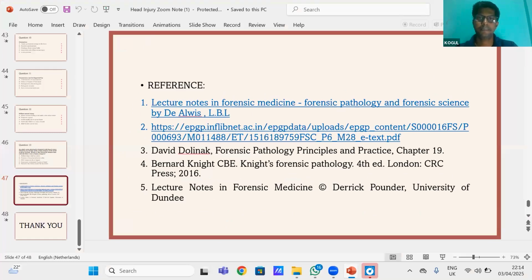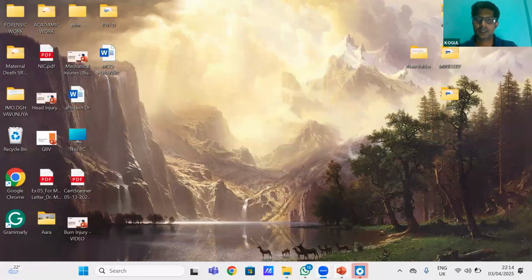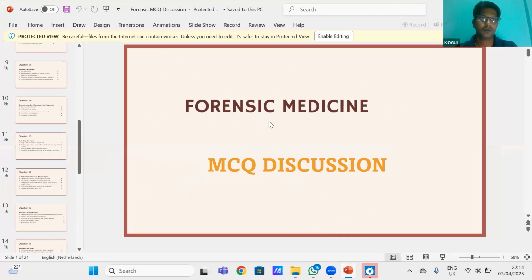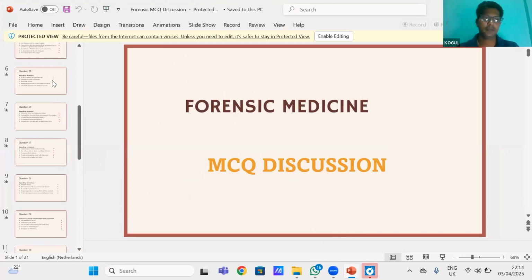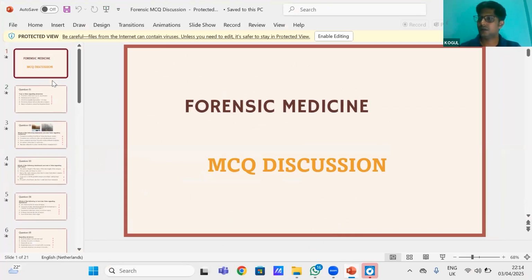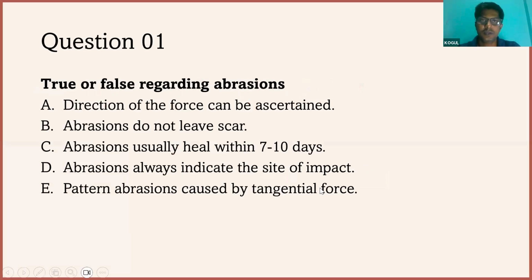So we just quickly move into other MCQs. I think we don't have much time. I think you already know this. We can quickly see some MCQs regarding injuries, common mechanical injuries.